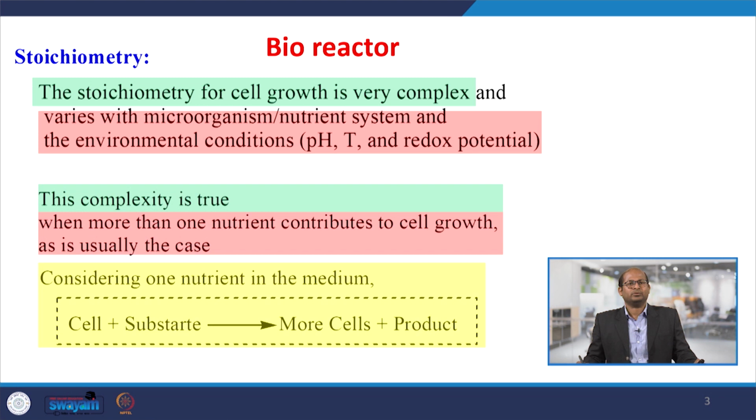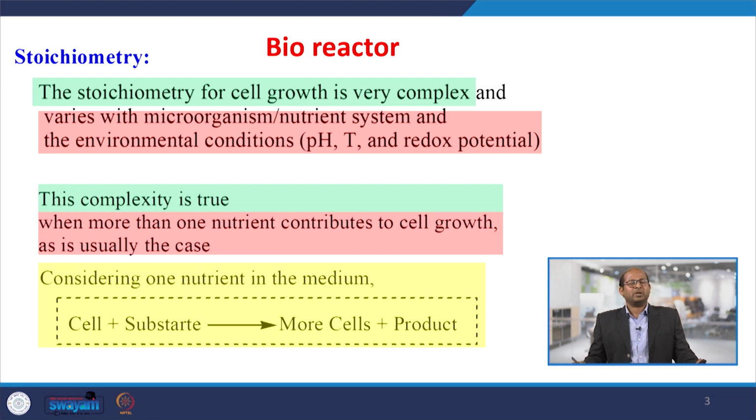The stoichiometry for bioreactions, the stoichiometry for cell growth, is very complex and varies with the microorganism, the nutrient systems and the environmental conditions that we use for a bioreaction system, basically pH, temperature, redox potential. So, evaluating the stoichiometry for a bioreactor system is very complex, especially when more than one nutrient contributes to the cell growth.